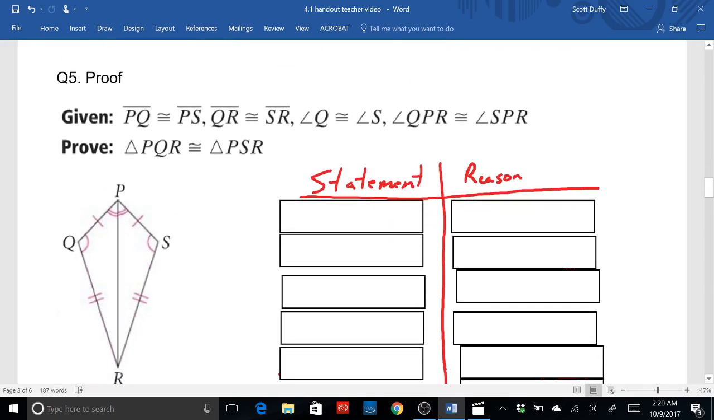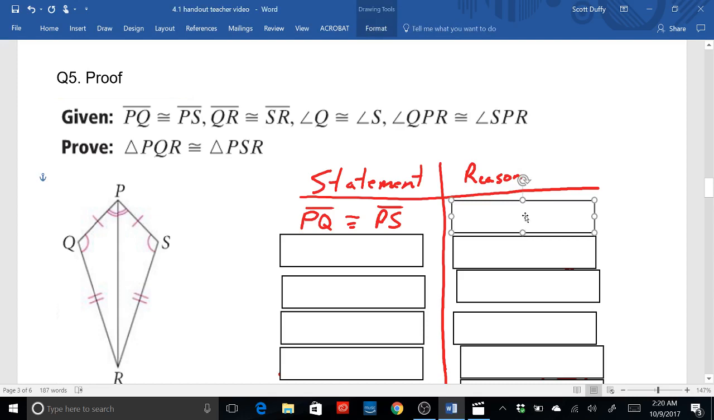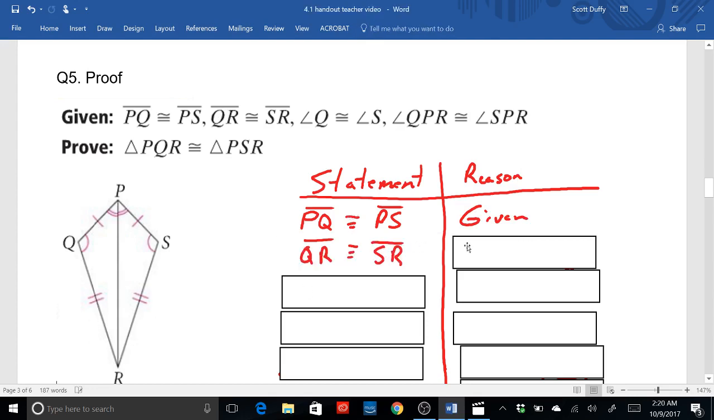Moving on, we have a proof for number 5 and number 6. Number 5 I'm going to do with you, and you'll have to do number 6 on your own. So I'm given that PQ is equal to PS. So that's the first thing I'm going to write down in my proof, and that's given. They both have a hash mark. Then QR is equal to SR. They both have 2 hash marks, and that's given.